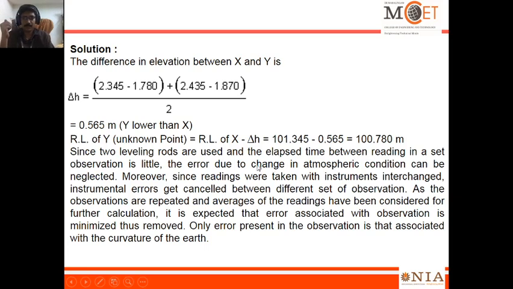Here the comments were asked. Since two leveling rods are used and the elapsed time between readings in a set is very little, the error due to change in atmospheric condition can be neglected. Moreover, since readings were taken with the instrument interchanged, instrumental error gets cancelled. As the observations are repeated and the average of the readings has been considered for the calculation, it is expected that the error associated with the observation is minimized. The only error present in the observation is that associated with the curvature of the earth, which also gets compensated, right?